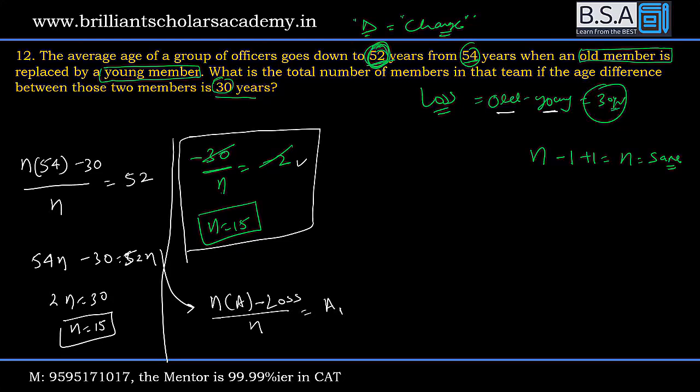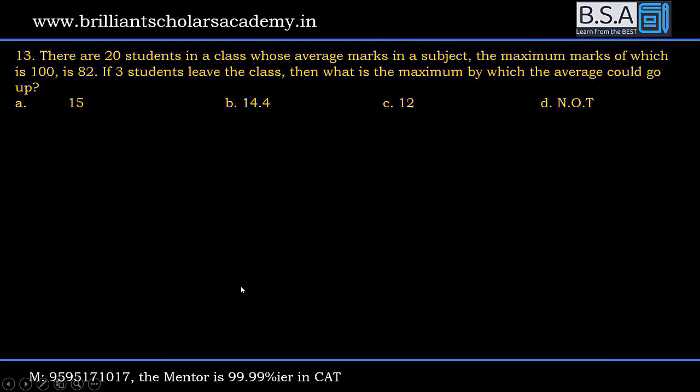Moving on. Try this. There are 20 students in a class whose average marks in a subject, the maximum marks of which is 100, is 82. If 3 students leave the class, what is the maximum by which the average could go up?